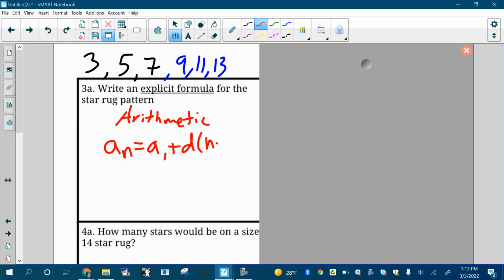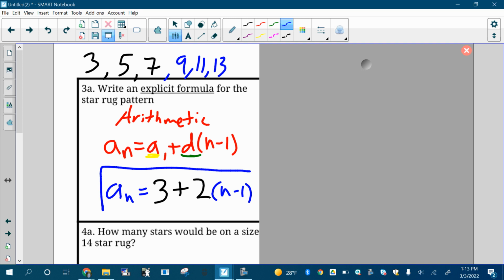Definitely something that should be on your note card. I'm going to fill in the different parts. A sub n is going to stay A sub n because it's a formula. I'm still going to have an n. What I need to fill in is the first term and the common difference. What's the first term? 3. What's the common difference? 2. This is my explicit formula.